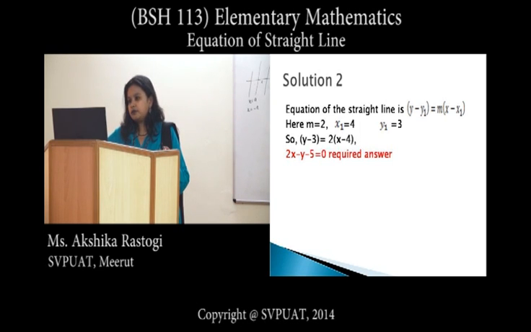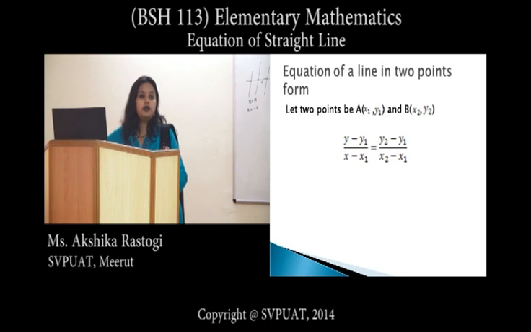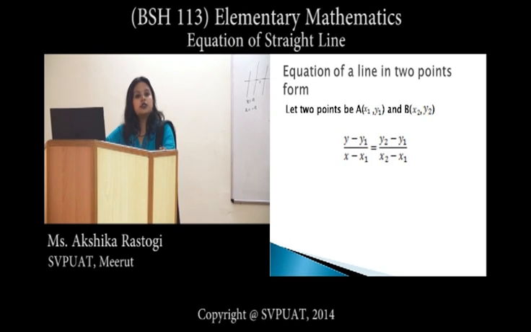Now, we have another form of the equation of a line, where two points are given. In our first example, a slope and one point were given. But in our next example, two points are given and no slope is given. Slope is not given, although the points are given. Two points A and B are given, and we have to find the equation of the line. So let the points be x1, y1 and x2, y2.